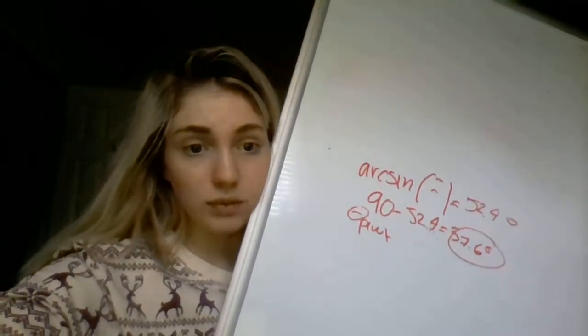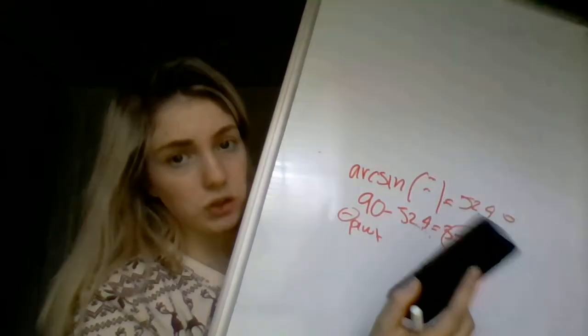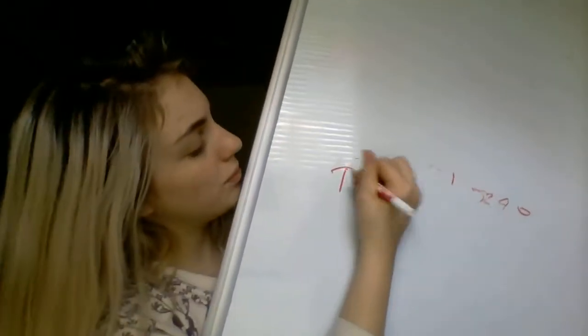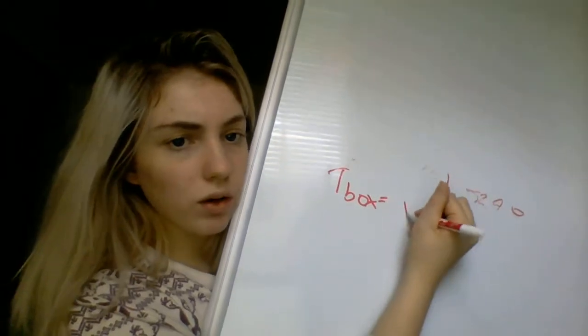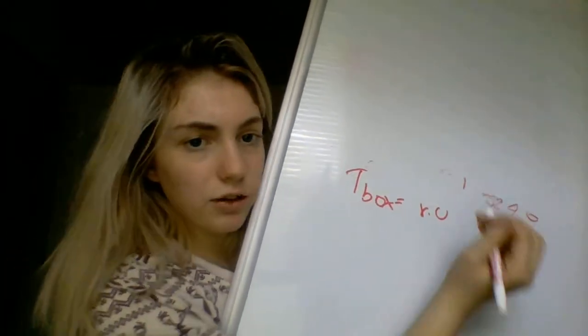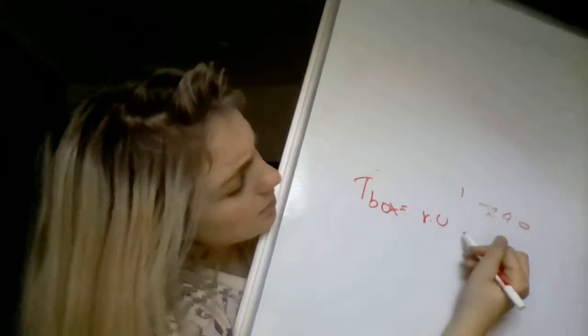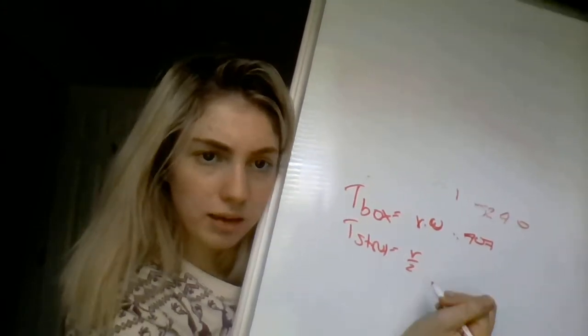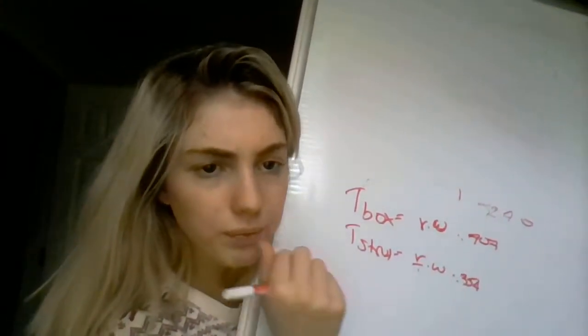That was part A. So for part B, I'm going to solve for the torque of the box on the strut, and the strut on the strut, just like I did for part A. So the box will equal R times W times sine of 45, which is 0.707 W. And then for the strut, it will be R halves times W times sine of 45, which will just equal 0.354.